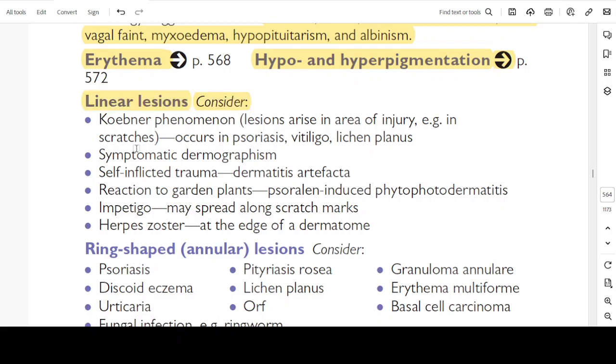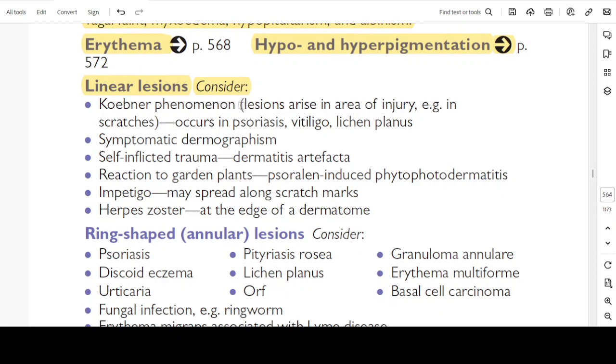Linear lesions. Consider Koebner's phenomenon. Lesions arise in an area of injury, for example in scratches, and occur in psoriasis, vitiligo, and lichen planus. So these three conditions are associated with Koebner's phenomenon, wherein the lesions are linear around a scratch or injury. So psoriasis, vitiligo, and lichen planus.